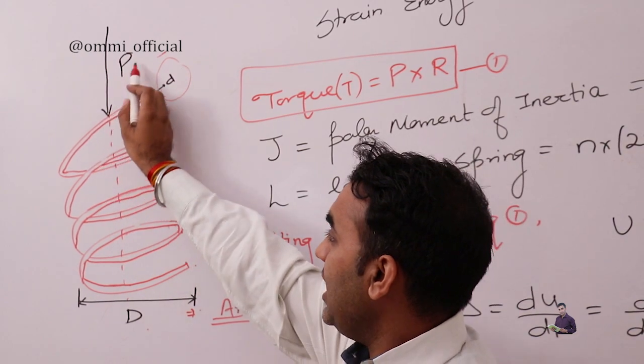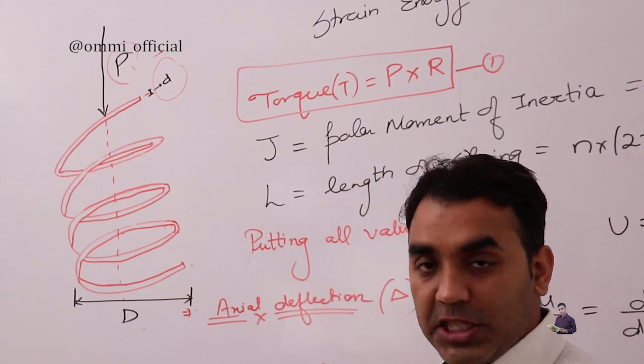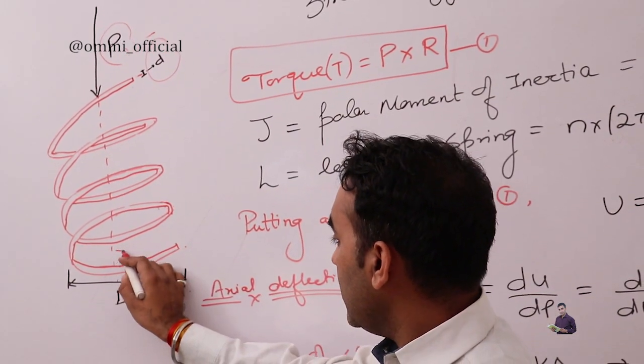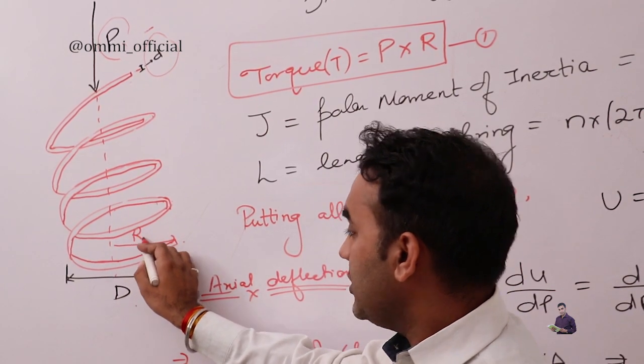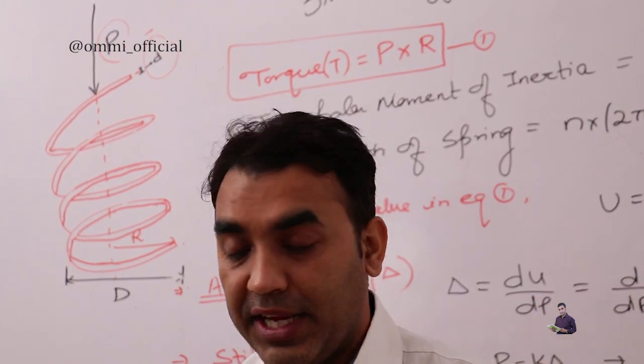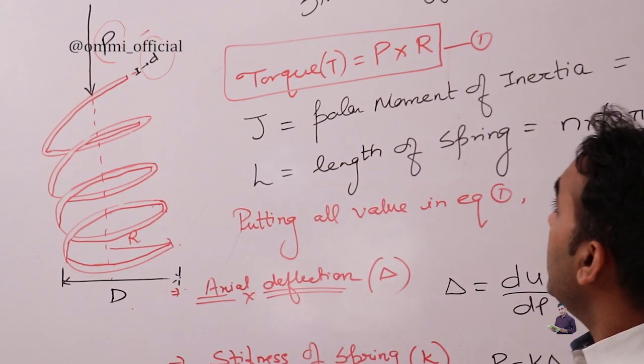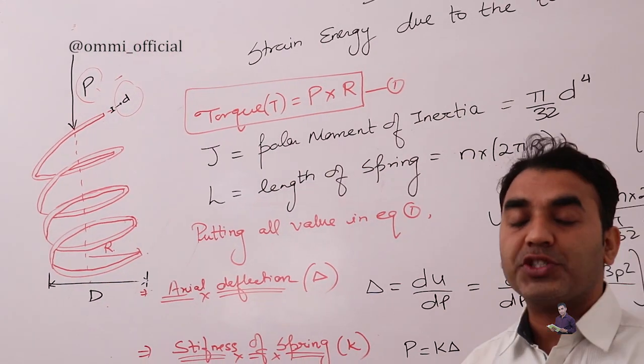P is acting at the center of the spring. Now if someone asks about this, it should be your R. This is the mean coil radius. Now what we have to do here: first of all we have to know about the strain energy.